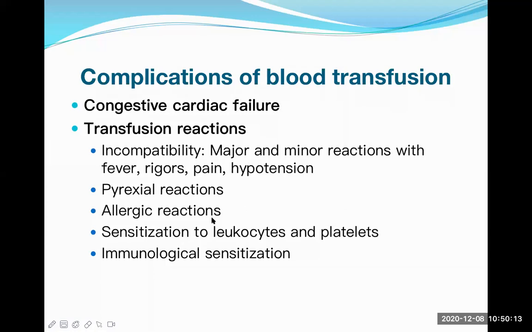Other allergic reactions can occur because blood has proteins, and proteins are allergic to some people. So they may simply develop some rashes on the body. That's why to avoid this allergic reaction, we need to use washed blood, where the contaminants and other things are removed. Sensitization to leukocytes and platelets can occur, and later on they can cause a reaction in the second or third transfusion. Immunological sensitization is done by HLA. If HLA, human leukocyte antigen, doesn't match between the donor and the recipient, then immunological sensitization occurs. So these are some of the problems.